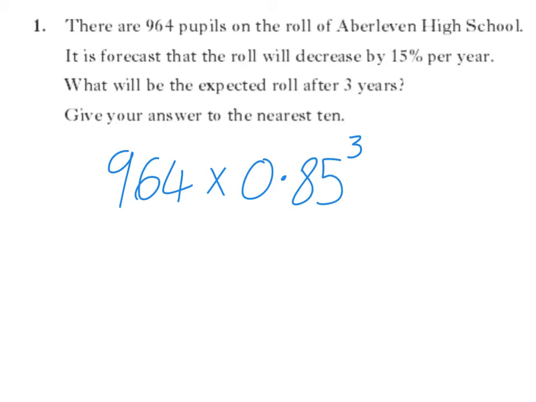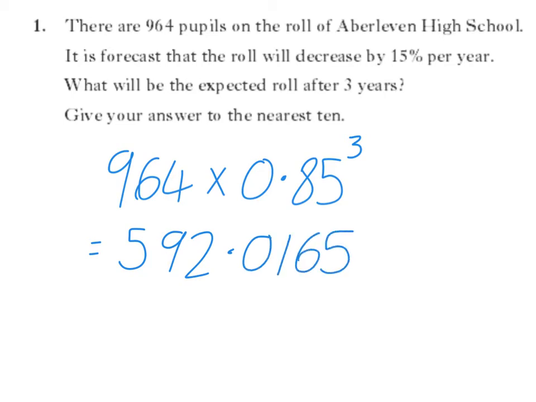We then use our calculator to work this out, giving us an answer of 592.0165. Our answer has to be given to the nearest 10, so that's 590 pupils. This is the estimate for the roll after 3 years and our final answer.